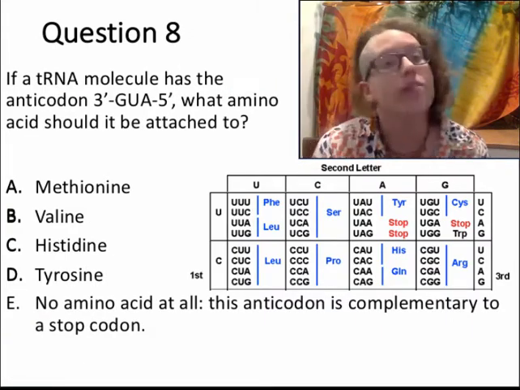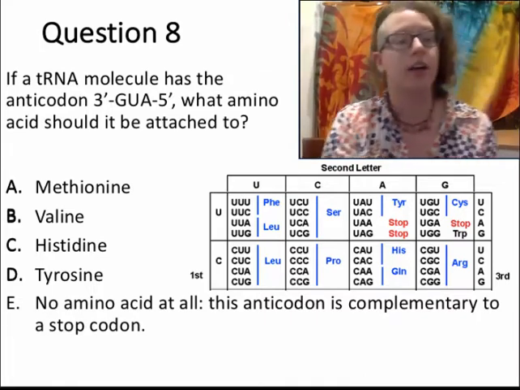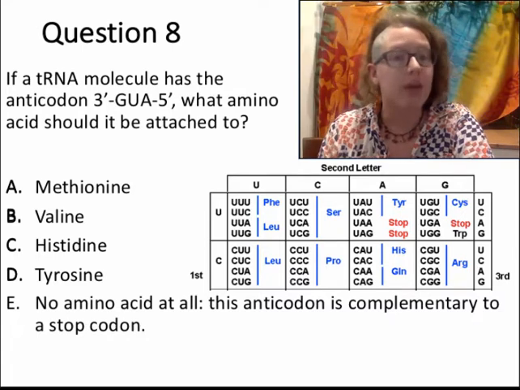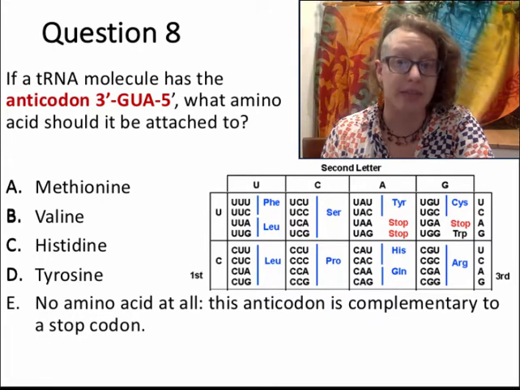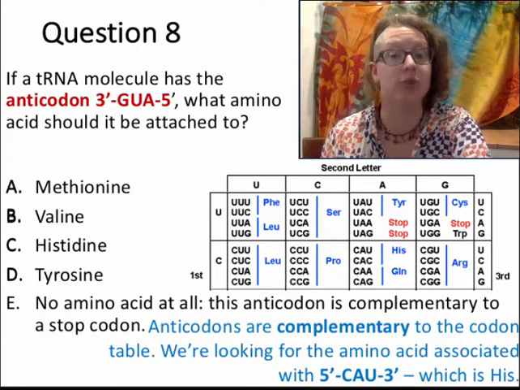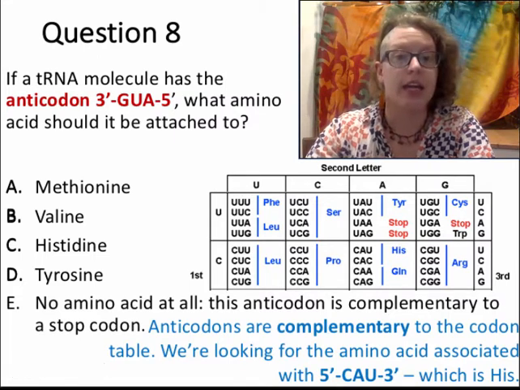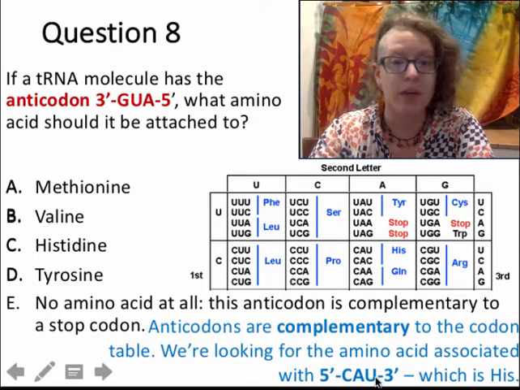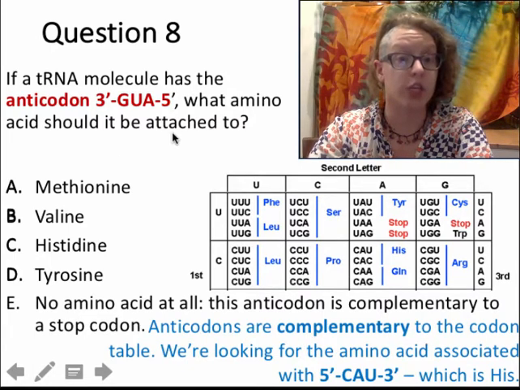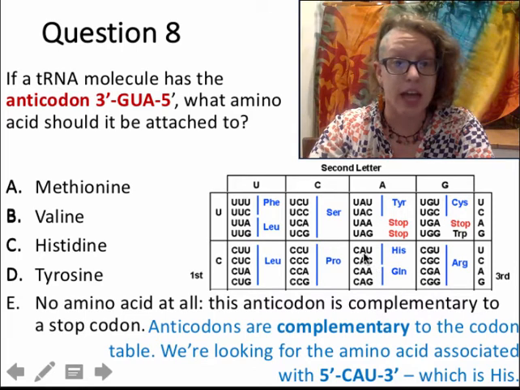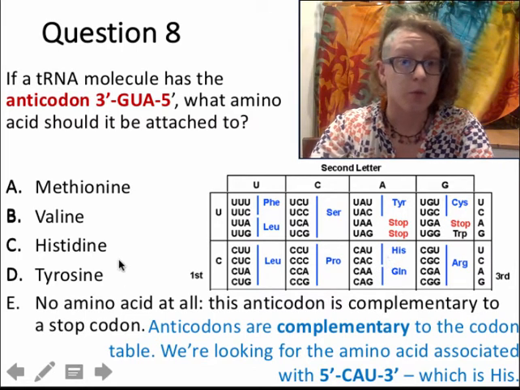Okay, 8. If a tRNA molecule has the anticodon GUA, what amino acid should be attached to it? Okay, anticodon GUA. Anticodons are complementary to codons, and here's our codon table. We're looking for an amino acid that's associated with the complementary sequence to GUA, which is CAU. So if we look, starting at the first letter, it's C. Second letter is A. CAU is His, which is histidine.